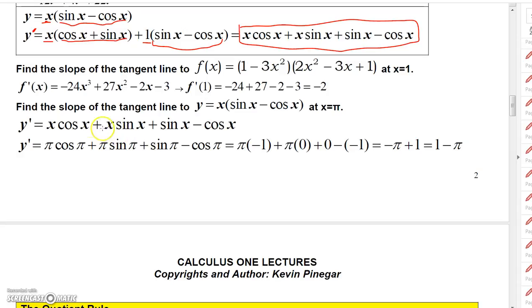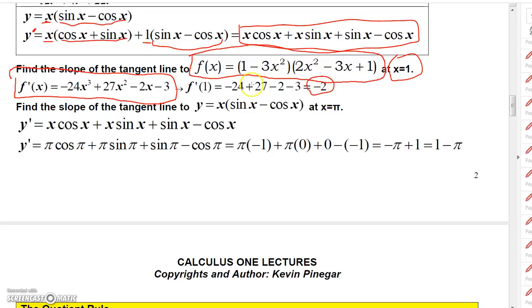Okay, now it says here, find the slope of the tangent line to this product at x equal 1. Okay, now we already found the derivative of this. So we found up there, if you go back and look earlier, we found that the derivative of this function is this, using the product rule. So now all I have to do to find the slope of the tangent line is plug x equal 1 in. So just plug x equal 1 into the derivative and evaluate it. And when I evaluate the derivative at 1, I get negative 24 plus 27 minus 2 minus 3, and that comes out to be negative 2. So the slope of the tangent line is negative 2 for that function at x equal 1.